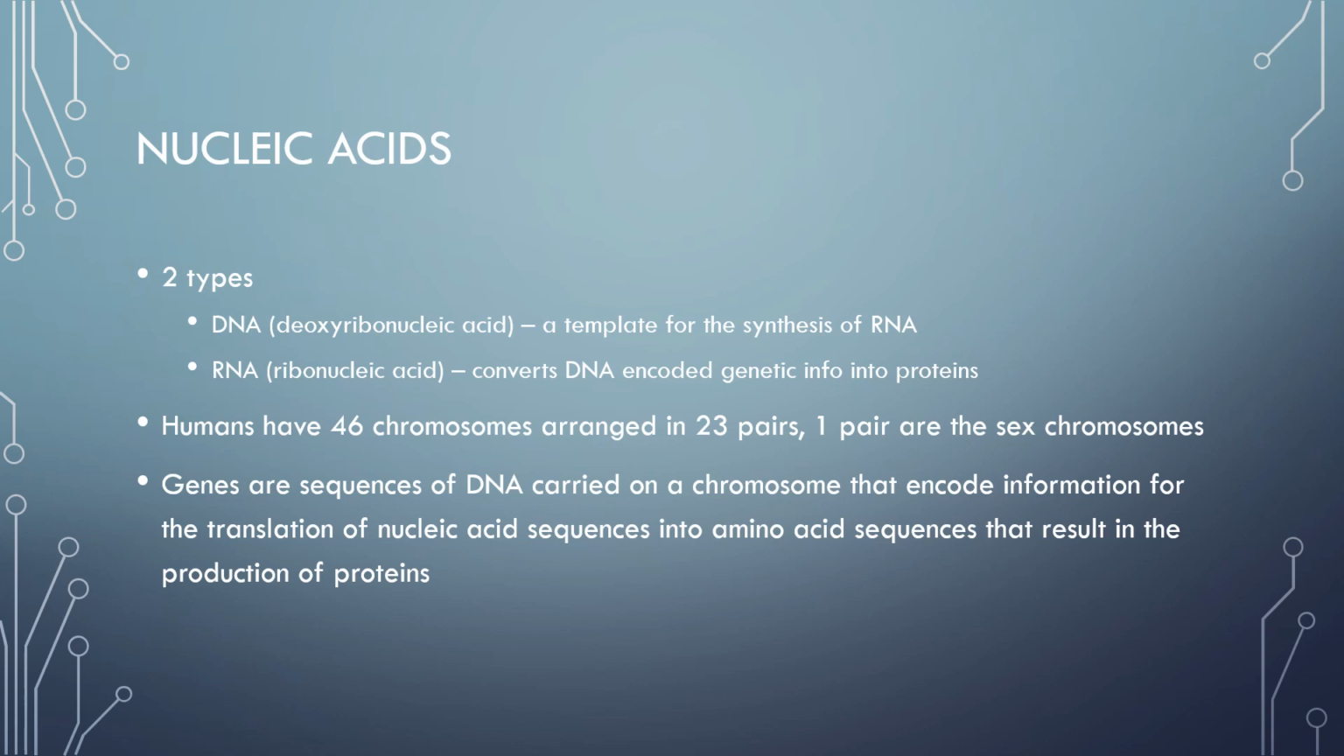Humans have 46 chromosomes arranged in 23 pairs, and of course one pair are the sex chromosomes. And genes are sequences of DNA carried on a chromosome that encode information for the translation of nucleic acid sequences into amino acid sequences that result in the production of proteins.